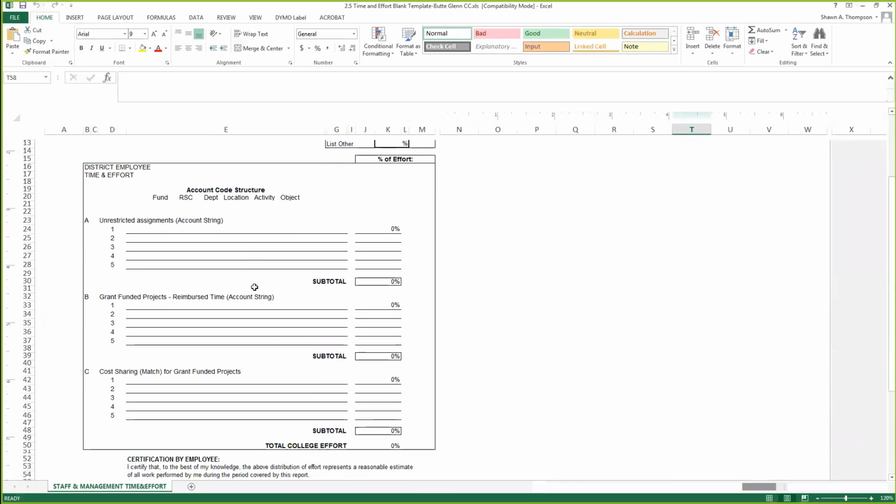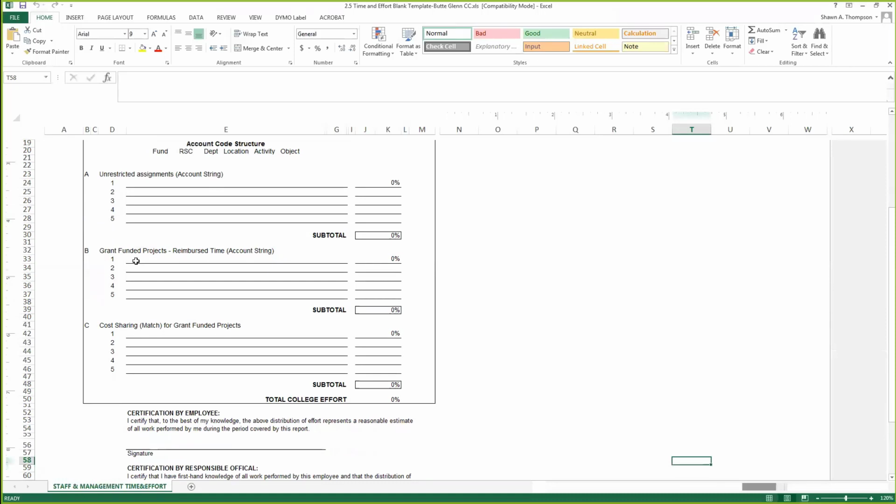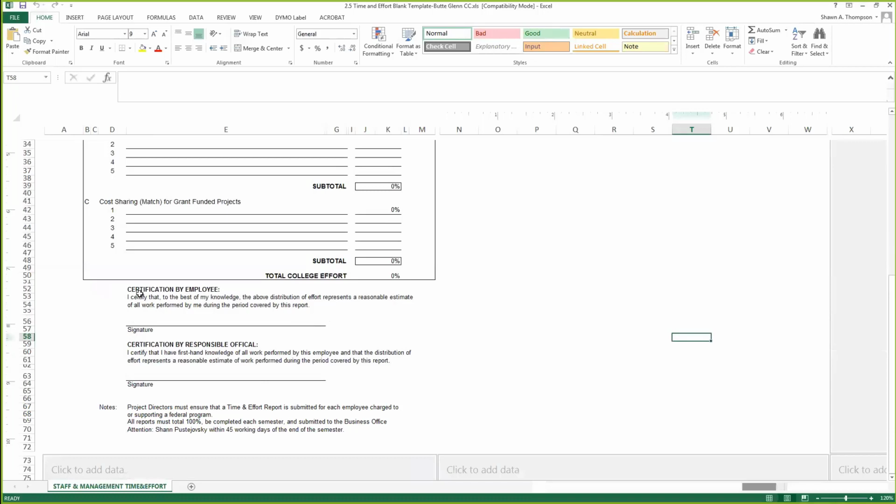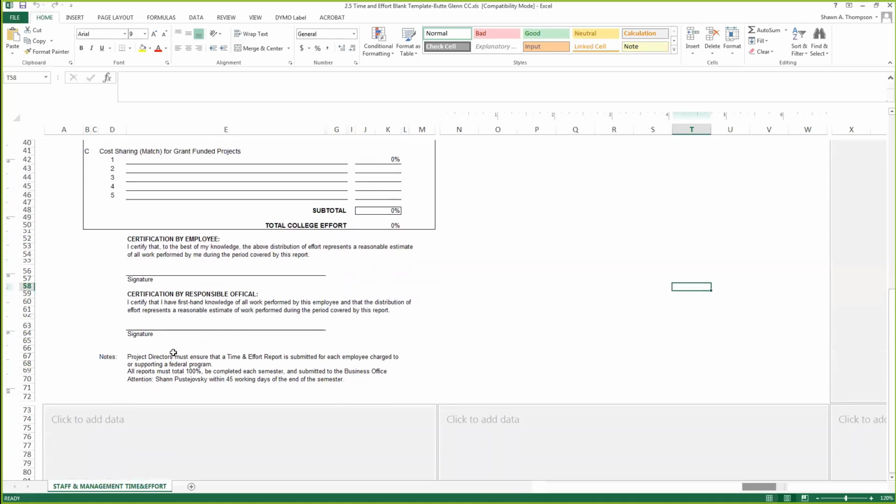District employee, time and effort. So we have the account code structure here, unrestricted assignments, you'd have your chart field string here and percentages, grant funded assignments, and then cost sharing for the grant. And then have that add up to 100%. You'd have an employee signature, responsible official, which I think would be their supervisor in most instances. And then some instructions down here.